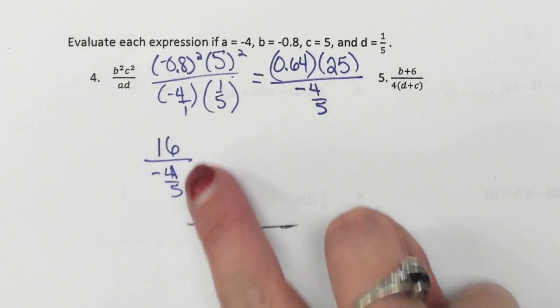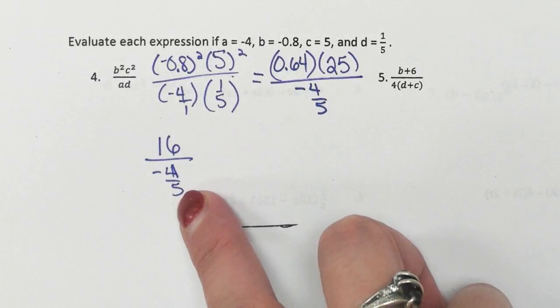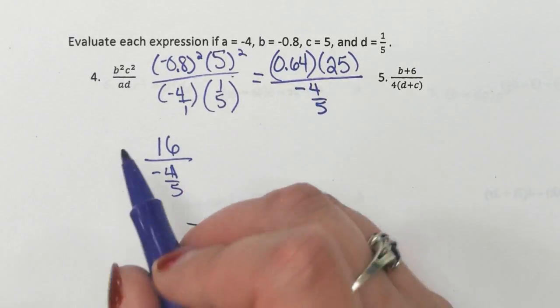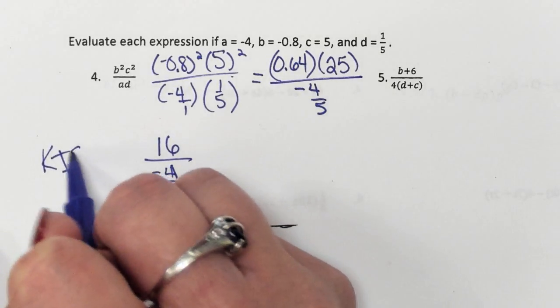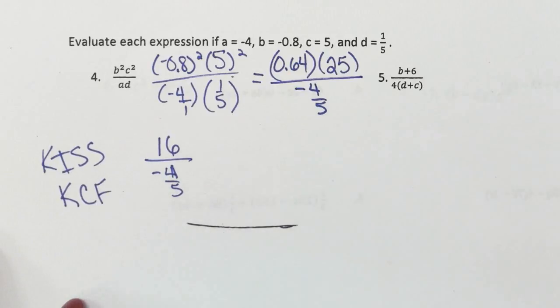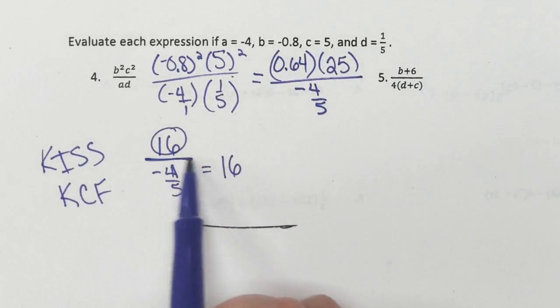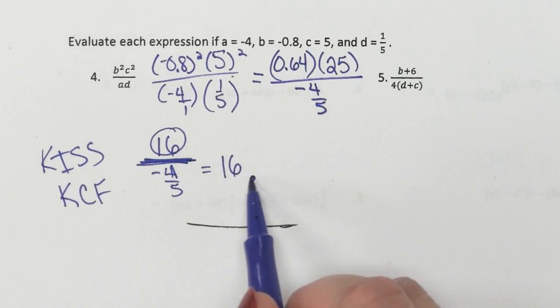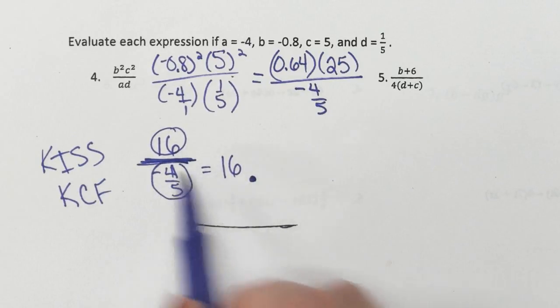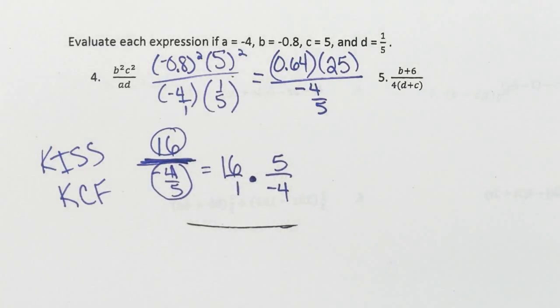How many fractions do you see right here? 2. One's bad enough as it is. Now I got 2. Okay? So do you remember Miss Miranda used the KISS, keep it, switch, switch? Or you can also use keep, change, flip. Either one is right. So what am I going to keep? What am I not going to change? 16. And then I'm going to change division to multiplication. And then what am I going to do to this guy? Flip him. So put 16 over 1.